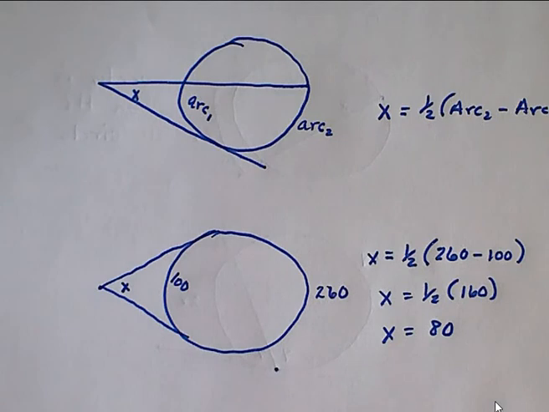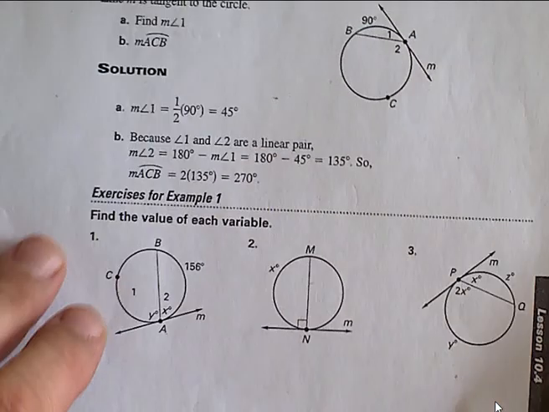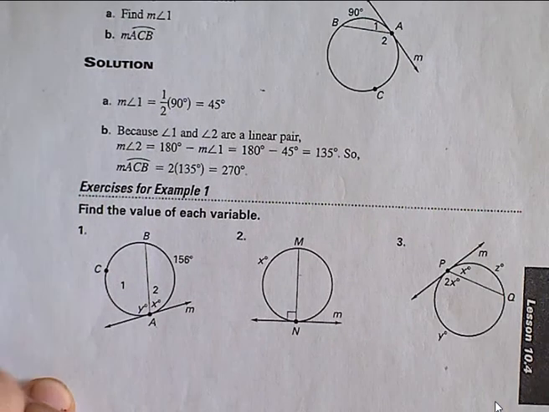So on the first page, you have questions 1, 2, and 3. If you look at number 3, I can do this right on the sheet. They don't give you a whole lot. Everything is in terms of variables here.